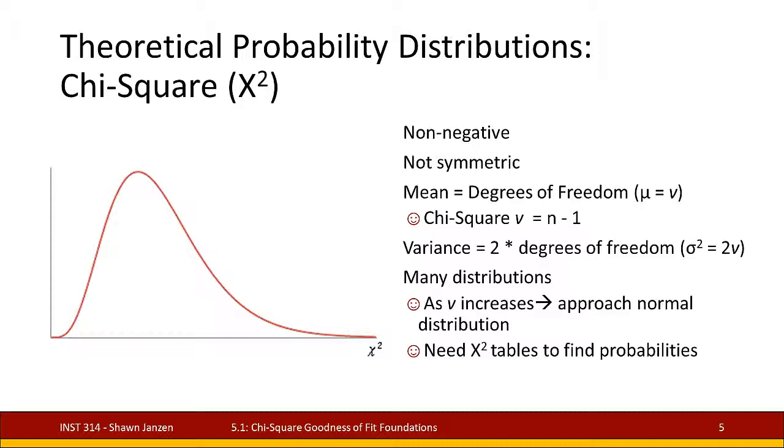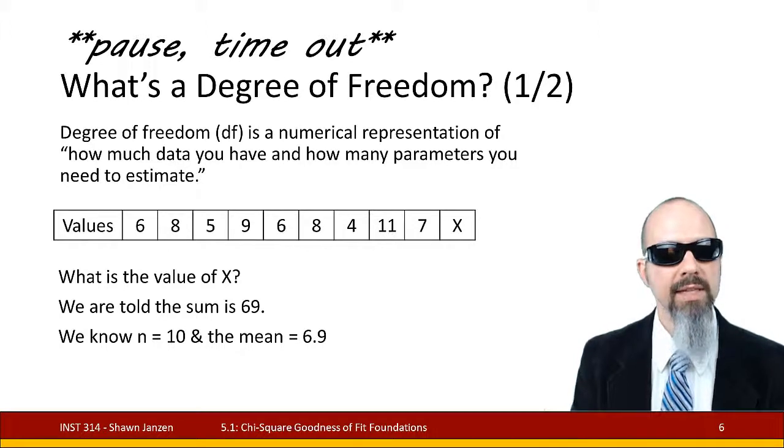There are many possible distributions in terms of the shape, but as the degrees of freedom increase in number, you find that the shape of the chi-square starts to look like a normal distribution. Don't be fooled, it is not a normal distribution, and we'll be talking more about the normal distribution in the next sections, but it starts to look like it. And, of course, we're going to be needing chi-square critical value tables to help us find the probabilities for these things. Now, wait a minute, let's take a time out here.